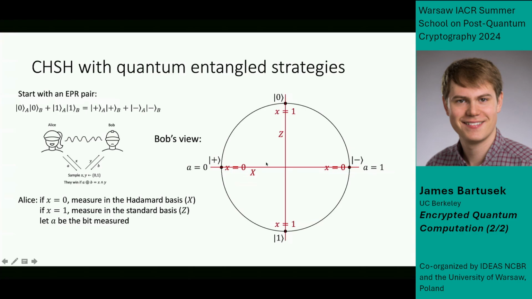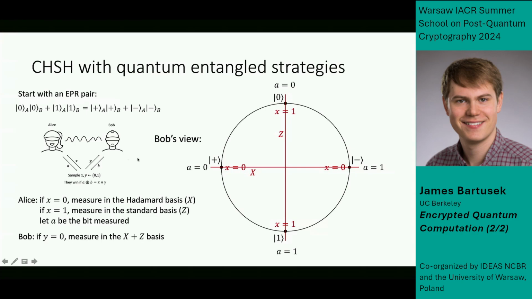Similarly, if Alice's question was equal to 1, she measured her EPR pair in the standard basis, which means Bob's qubit has also collapsed to the standard basis, and depending on Alice's output bit, Bob's state has collapsed to either the 0 or the 1 state. So we know this is what Bob has in his hands. He has one of these four states. Of course, he doesn't know which state it has collapsed to. So we can figure out, visually maybe, what Bob should do.